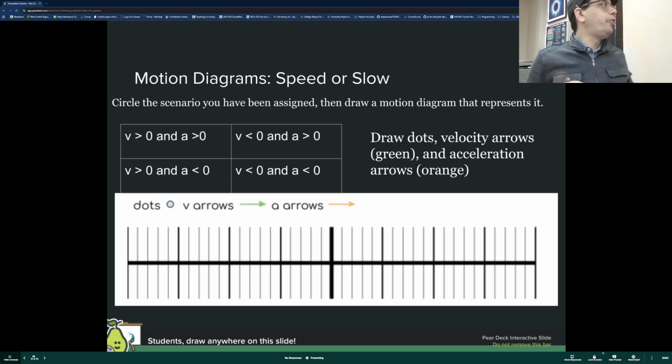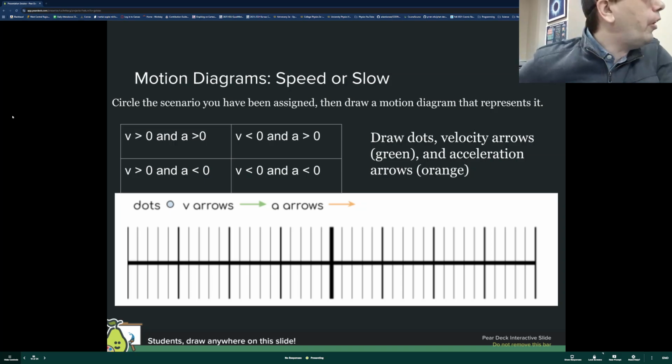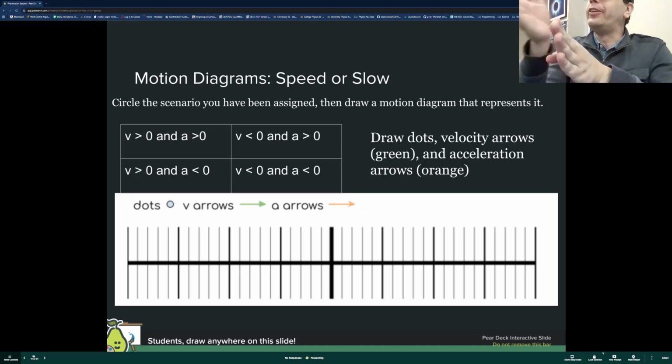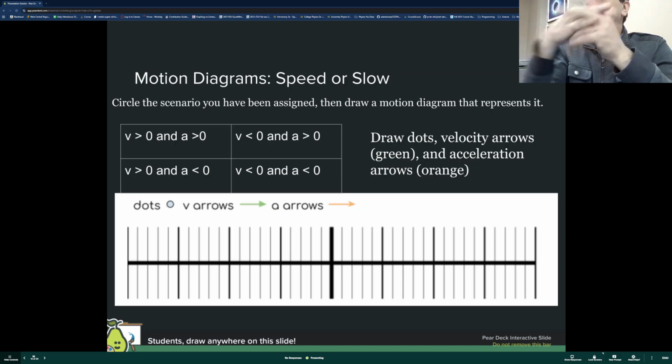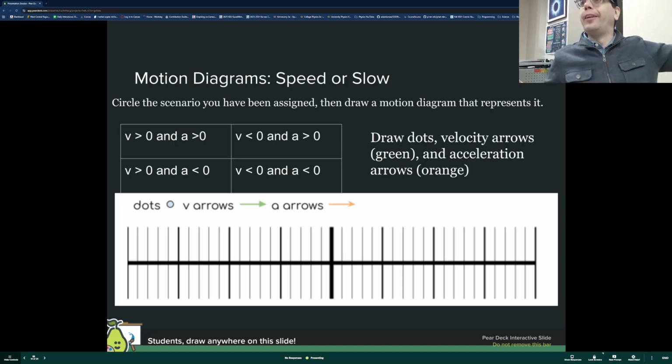So we are going to now look at motion diagrams. You might remember these. This is the dots and arrows stuff. So we put dots at every even interval of time. So maybe it's every 1 second, or maybe it's every 10 seconds, or maybe I don't really tell you what the numbers are, but it's every even interval of time. And then we connect the dots with the velocity arrows to tell us which way it's going, basically.